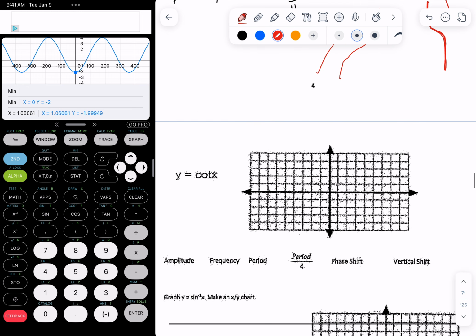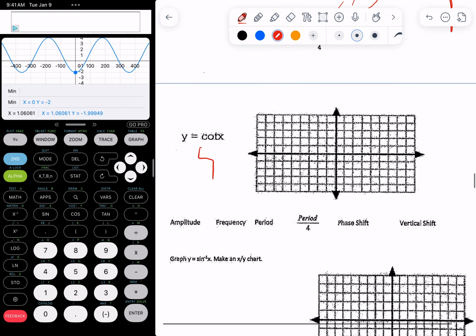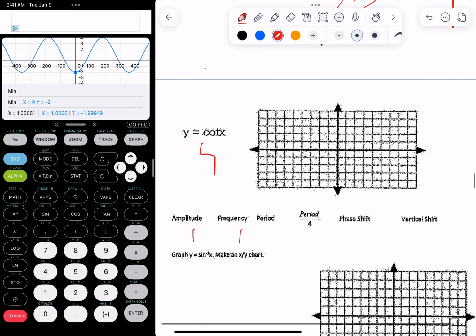Okay, now cotangent. Cotangent is going downwards, so it's like this. Amplitude is 1, frequency is 1, because there's nothing there. Period is pi, because it's pi over b, and b is 1, so it's just pi. Pi over 4 is here. Phase shift none, vertical shift none.